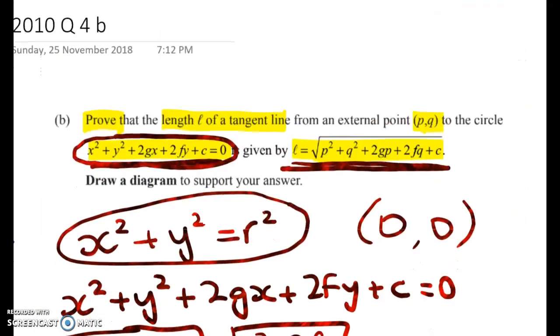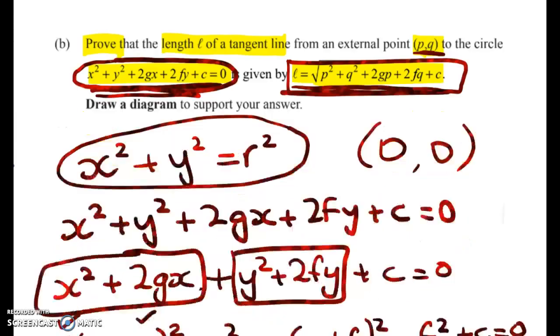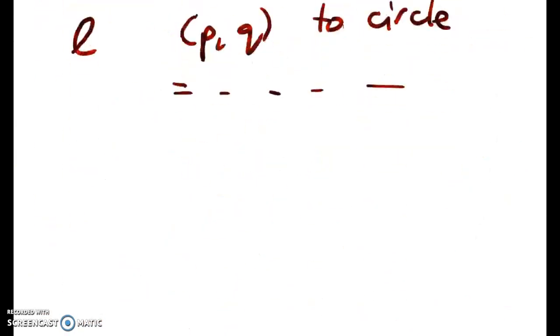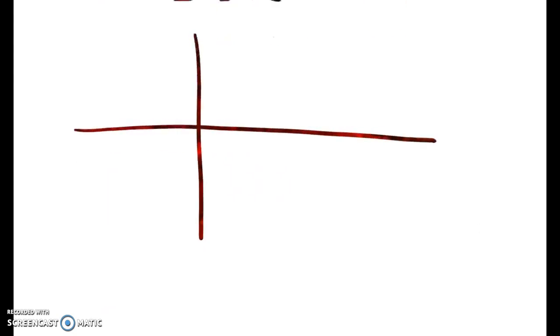So going back up to the question, we've rewritten our circle, and now we're up to this bit. We want to show the distance from this point PQ to that circle. And we're told to draw a diagram to support our answer. And even if we hadn't been told that, we should do that. So I'm going to draw a bad diagram. And then I'm going to show you a lovely diagram that I've done in GeoGebra.